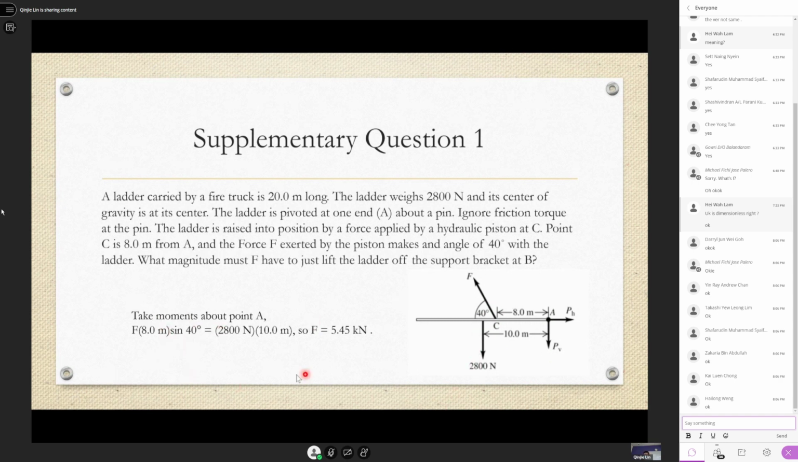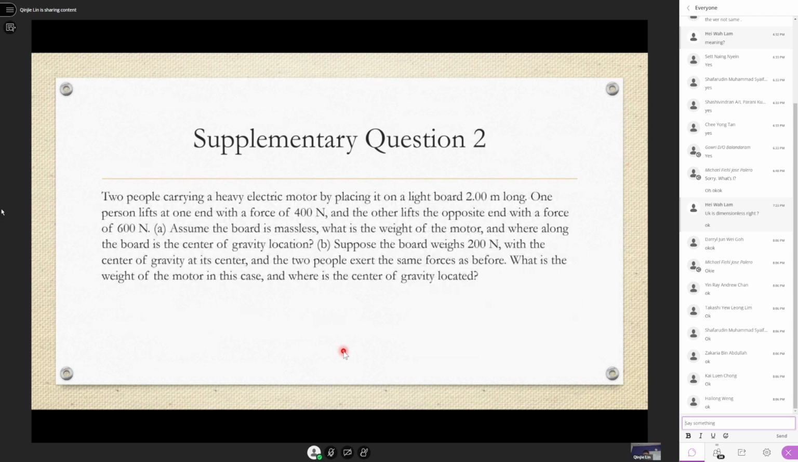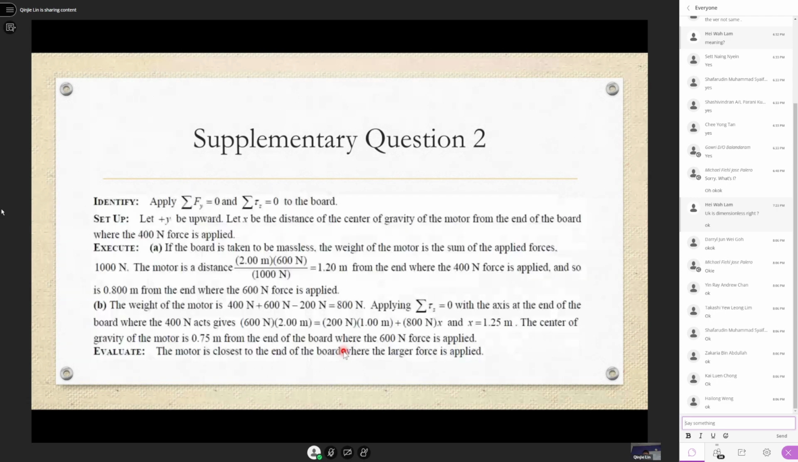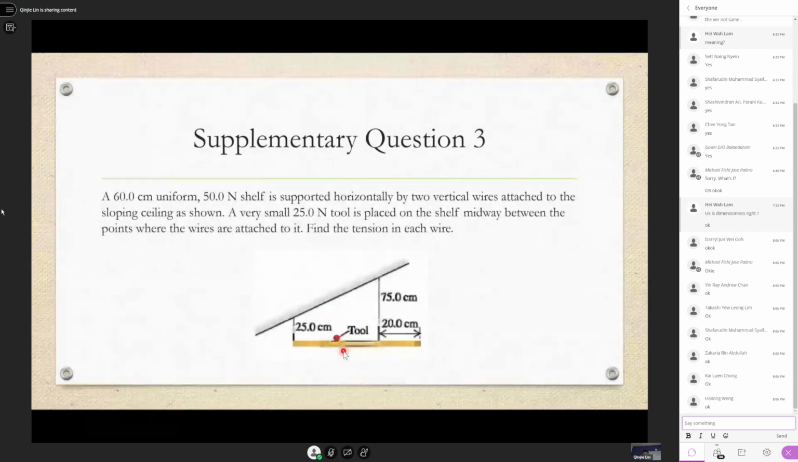Then what's the other force? You have 2,800 times 10 meter. So basically this equation alone will allow you to solve for F. Question 2, you're going to read on your own now. I'll continue with question 3.